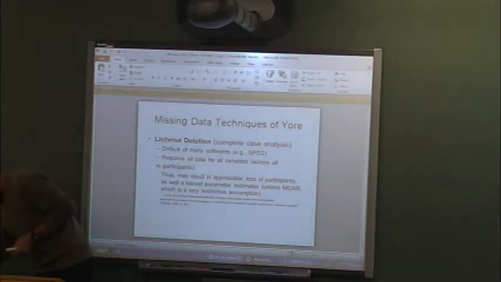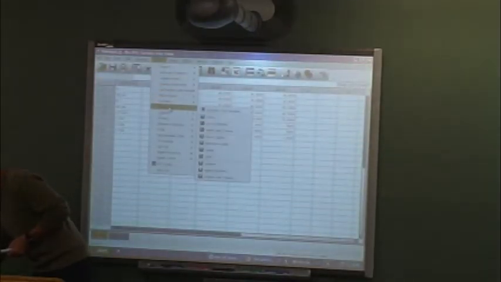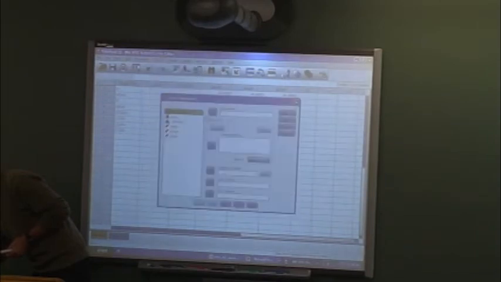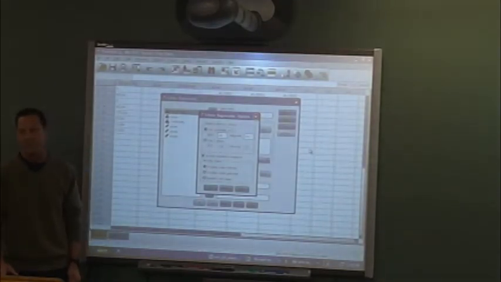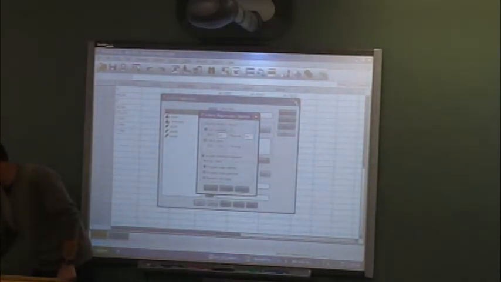When you go and do even something as simple as Analyze, Regression, Linear, and go into Options, look what the default is: listwise. Now, the next option.